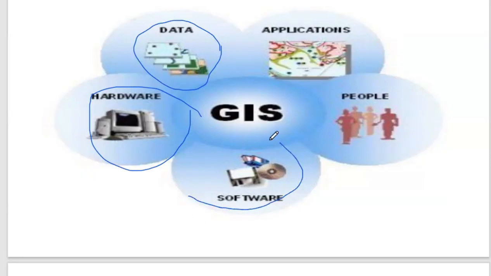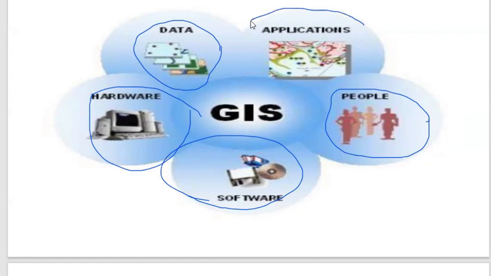Then we have software, in the form of those applications that we use in storing information and displaying it. Then we have the people who are responsible for managing the GIS process and also storing information, manipulating it, from capturing information, storing it, until we get to the final users of GIS.